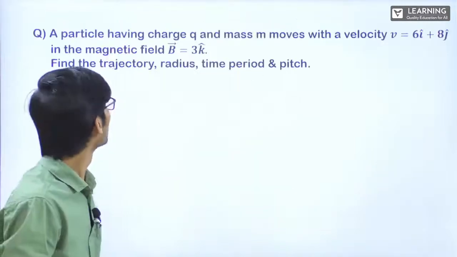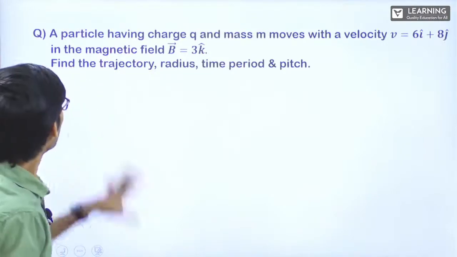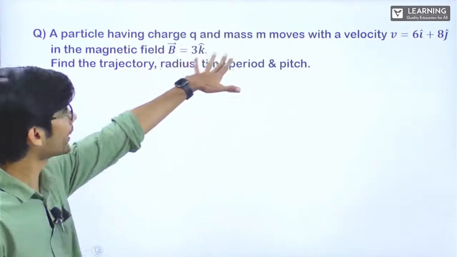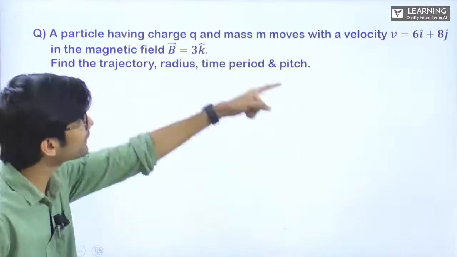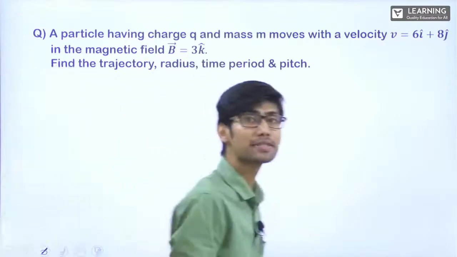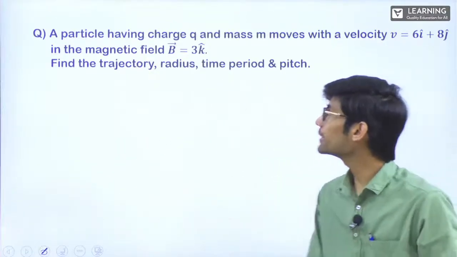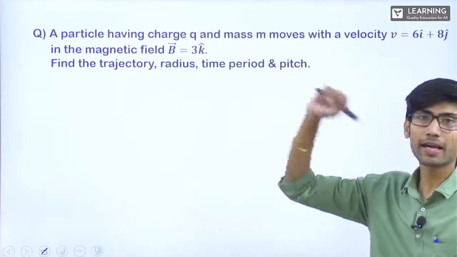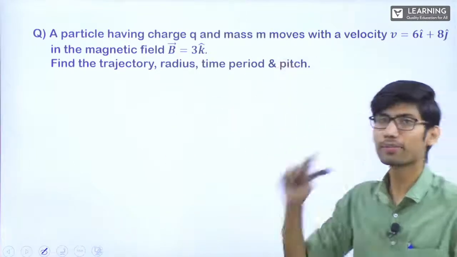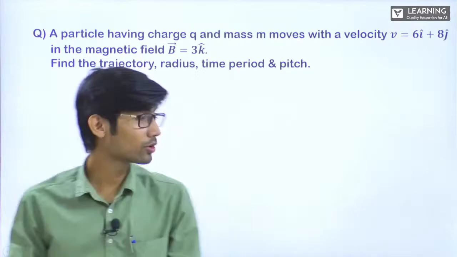Okay. Next question. A particle having charge q and mass m moves with a velocity of v = 6 i cap + 8 j cap in a magnetic field B = 3 k cap. Find the trajectory, radius, time period and pitch. How do we do this?